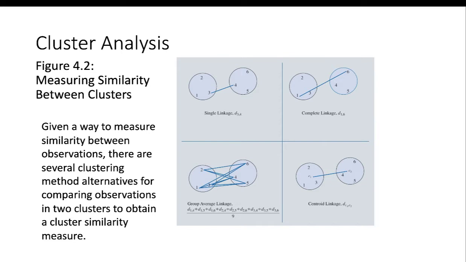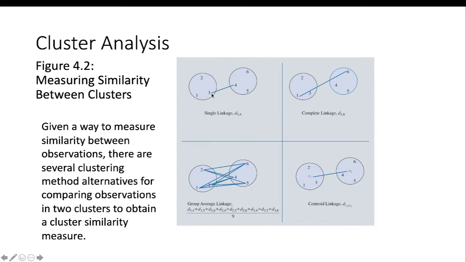Using the Euclidean distance to show how similarity can be measured, this figure shows a two-dimensional illustration of 4 methods, including the single linkage, complete linkage, group average linkage, and centroid linkage. When using the single linkage clustering method, the similarity between the two clusters is defined by the pair of observations, one from each cluster, that are the most similar.